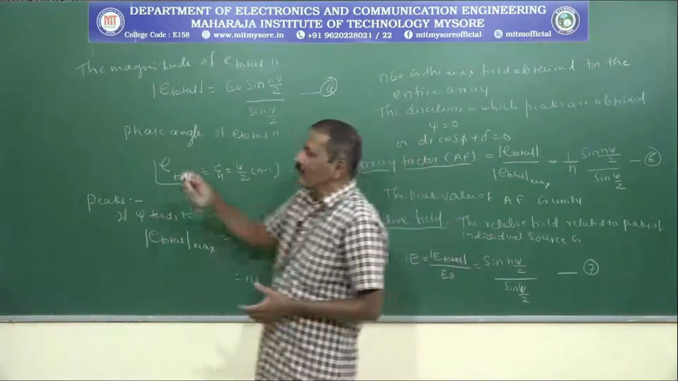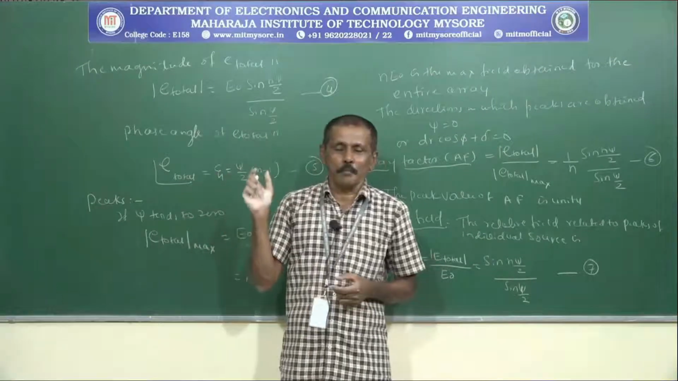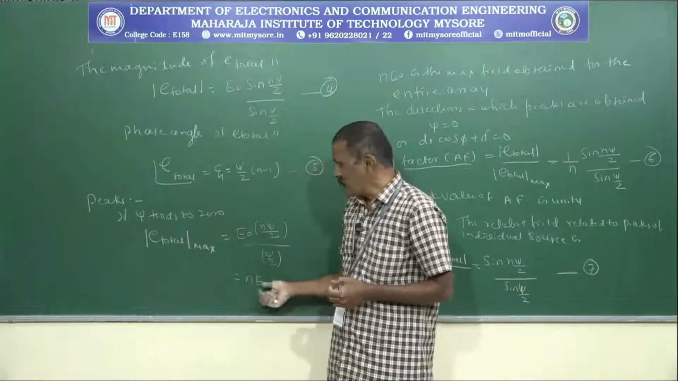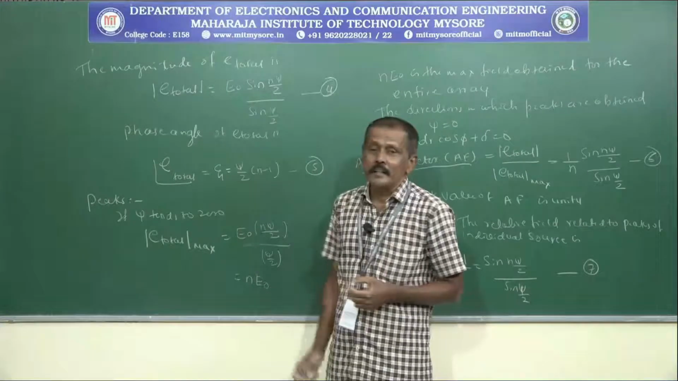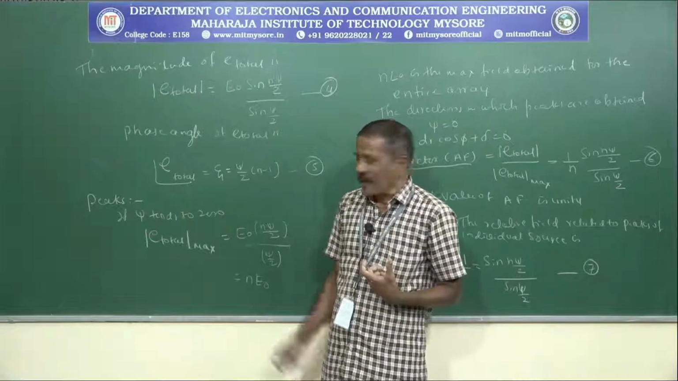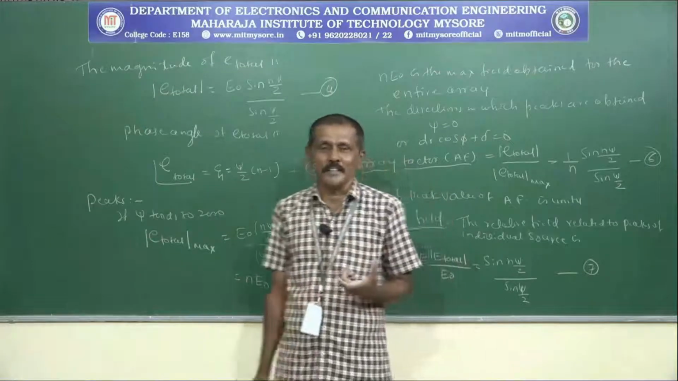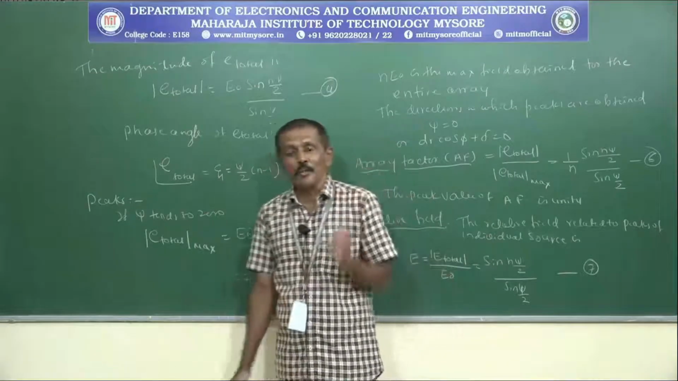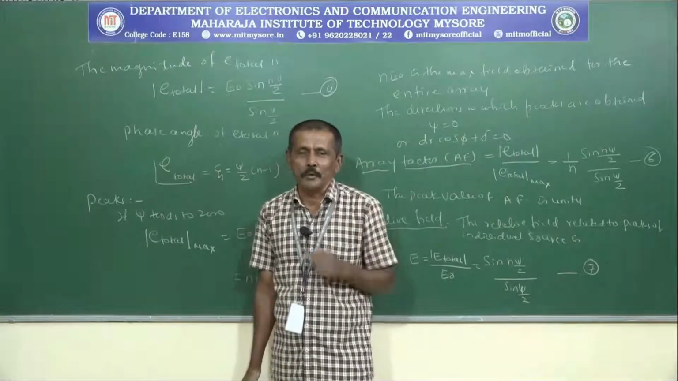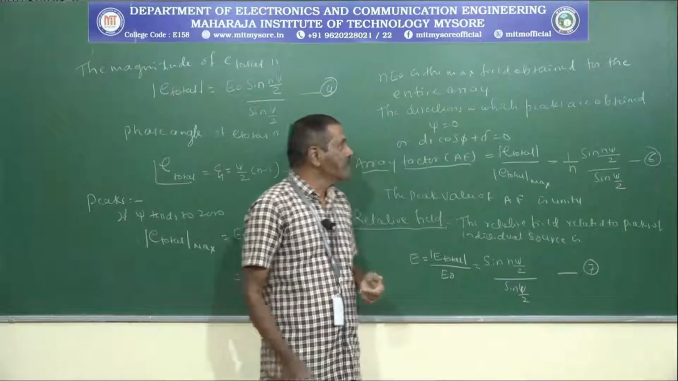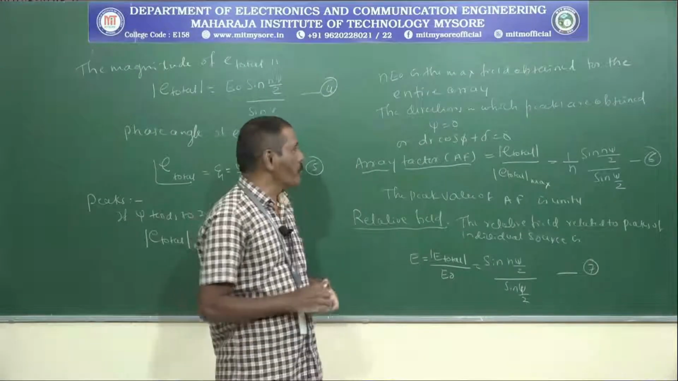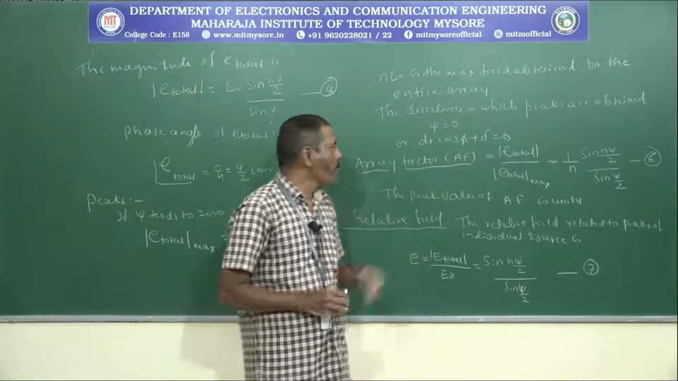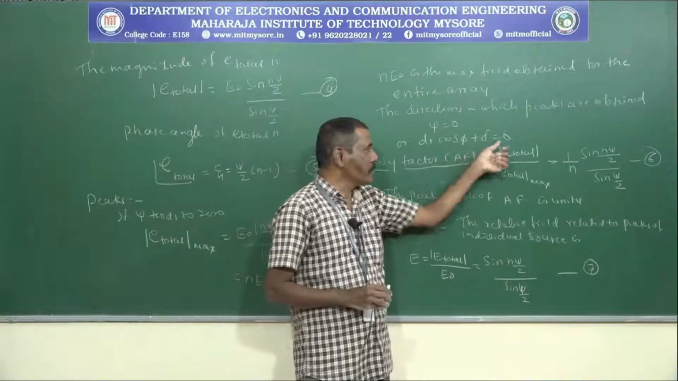That is to say, whenever you are measuring the signal strength at a particular point P, the total field strength is n times the field strength due to the individual source. Now, as this n goes on increasing, that is, as the number of array elements increases, the total signal strength at the point P goes up. The directions in which the peaks are obtained are psi equal to 0, or dr cos phi plus delta equal to 0.